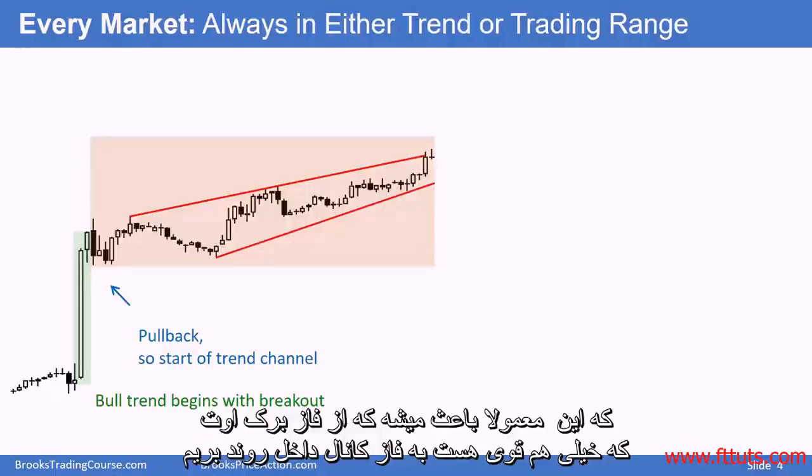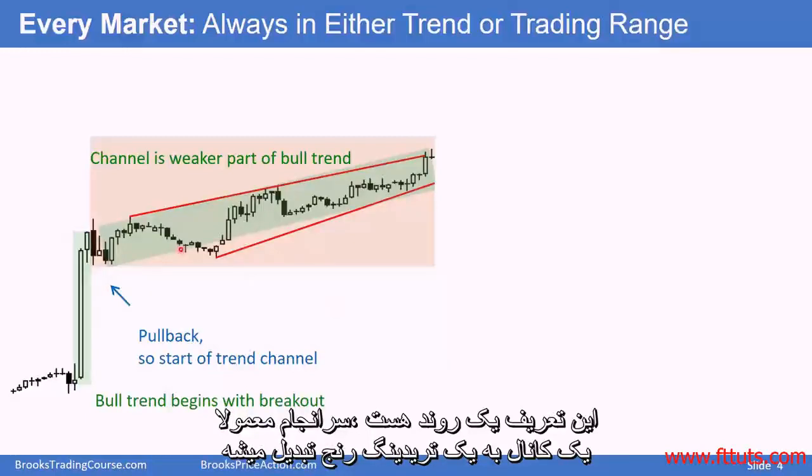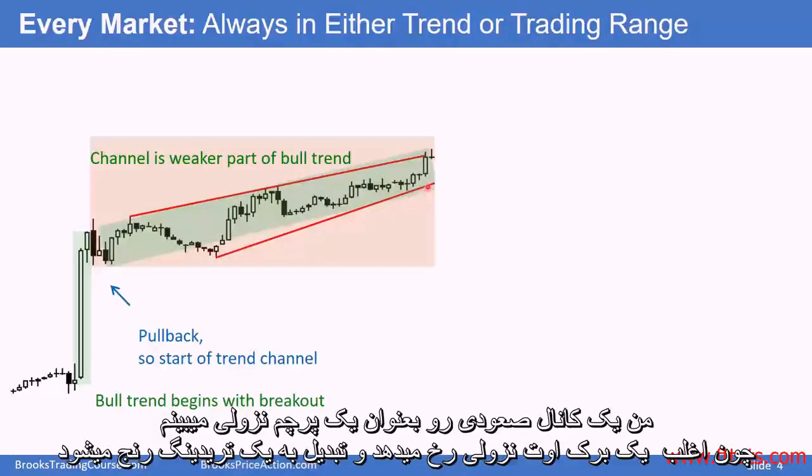And that usually results in a transition from the breakout phase of a trend, which is very strong, into a channel phase of the trend. And a channel is a weaker trend, but it's still a bull trend. We're still going up. We have highs that are above prior highs, so we have higher highs and we have higher lows. And that is the definition of a trend. Eventually, a channel typically evolves into a trading range. So I view a bull channel as a bear flag, because most of the time you get a bear breakout and a transition into a trading range.